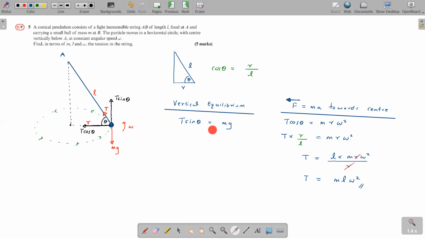The vertical equilibrium, we didn't even get a chance to use it. Because they want the answer in terms of m, L and omega, the theta that you found needs to be replaced. It was easy to replace theta directly using cos theta equals R over L. So it's done. This is the answer for the tension.